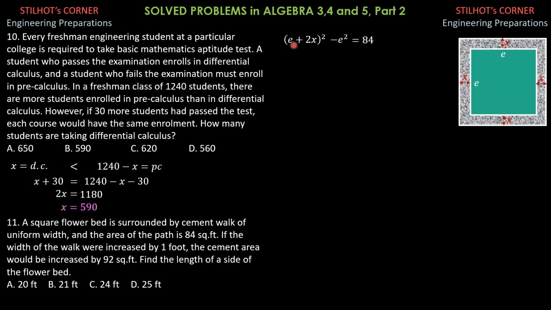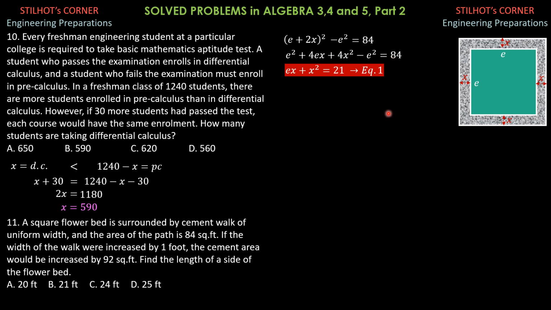Simplifying, this is e squared plus 4ex plus 4x squared minus e squared is equal to 84. Canceling out e squared, and dividing everything by 4, 84 over 4 is 21. So this becomes ex plus x squared equals 21.